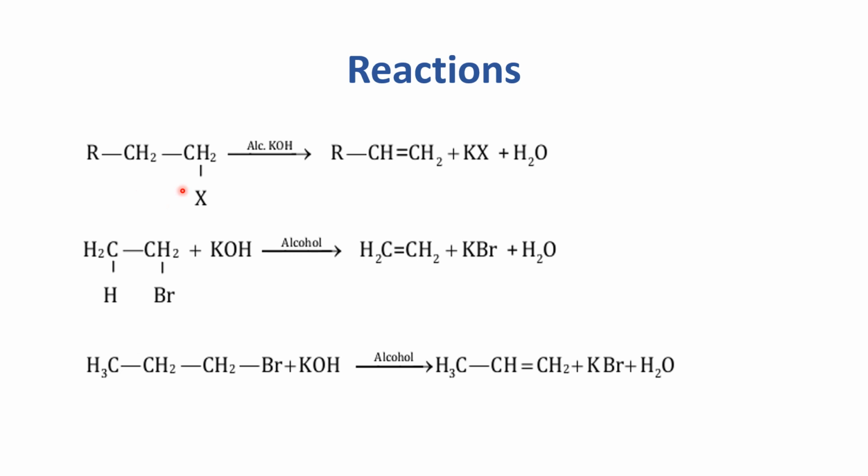Let's see its examples. Here we have a general reaction जिसमें here we have an alkyl molecule और यहाँ पे halogen का atom है. जब हम alcoholic KOH के साथ react करवाएंगे, it will form an alkene. KX and H2O will be removed. यहाँ पे we have ethyl bromide. इसे हमने react करवाया KOH. In the presence of alcohol, it will form ethene and side products will be KBr plus H2O. Similarly, here we have propyl bromide. It will yield propene plus KBr plus H2O.